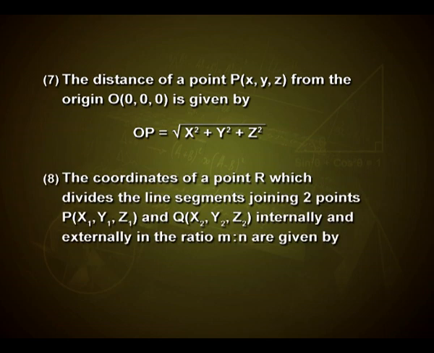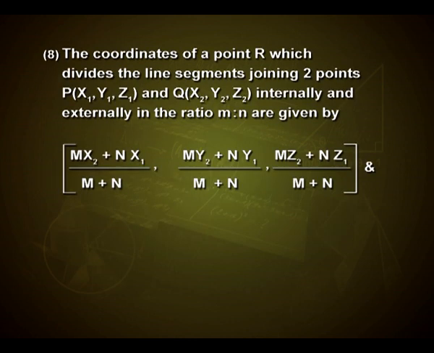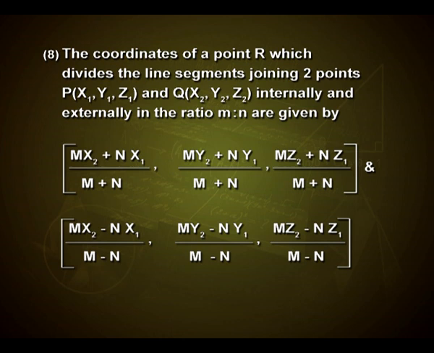The coordinates of a point R which divides the line segment joining two points, namely P (x1, y1, z1) and Q (x2, y2, z2), internally and externally in the ratio m is to n are given by the formulae (m x2 plus n x1) upon m plus n, (m y2 plus n y1) upon m plus n, (m z2 plus n z1) upon m plus n and (m x2 minus n x1) upon m minus n, (m y2 minus n y1) upon m minus n, (m z2 minus n z1) upon m minus n.